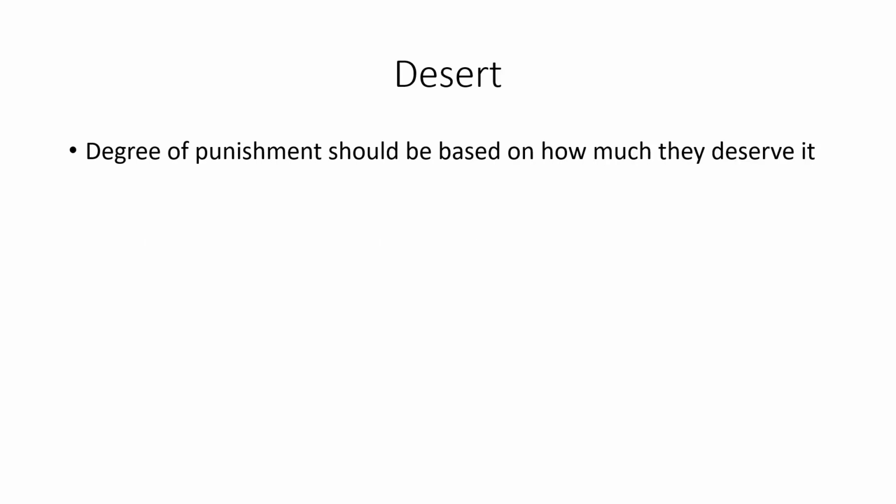Now on to desert. This is probably the more common way most people will justify punishment, and that's whether or not the criminal deserves that punishment. So the degree of punishment, or whether they should be punished at all, will depend on whether they deserve it or not. So the desert justification is purely on whether they deserve it. The question of whether it will deter or not doesn't come up. We just want to ask, do they deserve it?